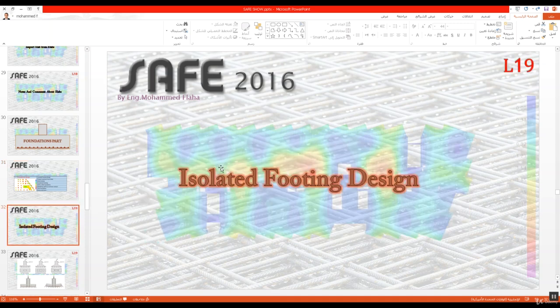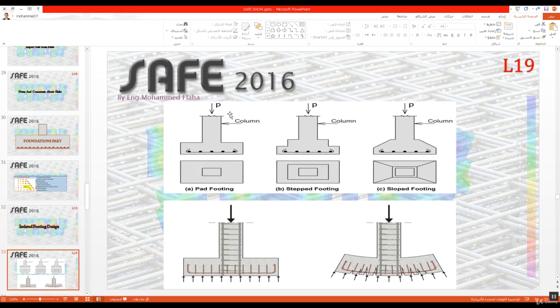I will start now with the easiest and most popular foundation, isolated footing design and modeling. What is isolated footing? If you have one column or more in the building, and I have one column, then I will make one foundation for that column. As we see here, I have a column with loads, horizontal, vertical, moment, and then I will make a footing for that column. It's pad footing, or isolated footing.